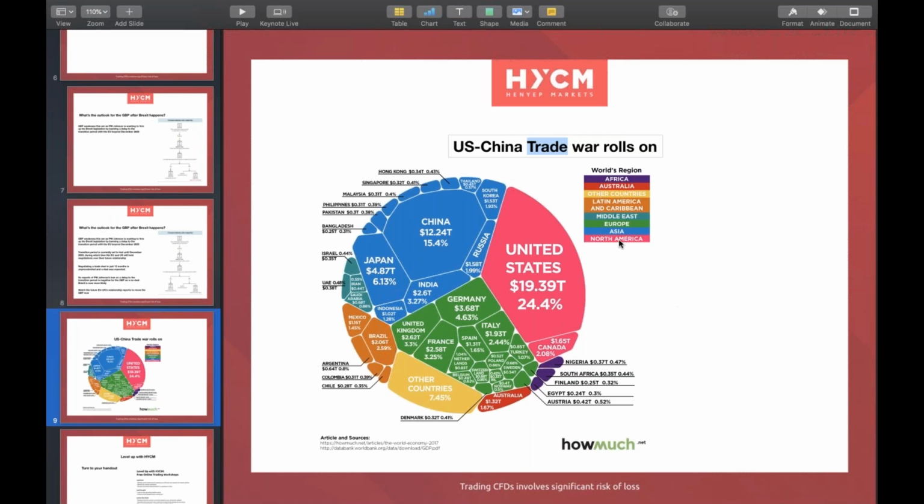Just a quick reminder of the impact of the US and China on the world: around 40% of the world's GDP comes from just the US and China. So literally, where the US and China go, the rest of the world follows. Okay, it's that kind of simple. So just be aware of that strong dynamic.